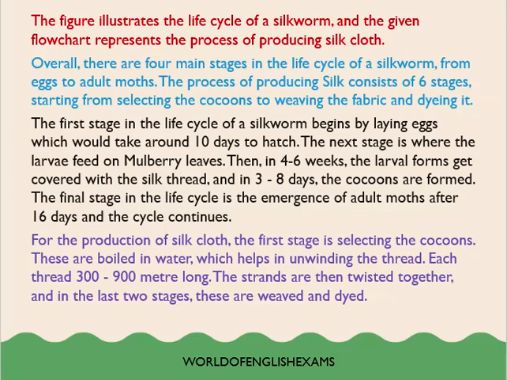The next stage is where the larvae feed on mulberry leaves. Then in 4 to 6 weeks, the larval forms get covered with the silk thread, and in 3 to 8 days, the cocoons are formed. The final stage in the life cycle is the emergence of adult moths after 16 days, and the cycle continues. So have you seen how neatly it is described? So you have to follow such a sentence formation in order to score high in the writing test.